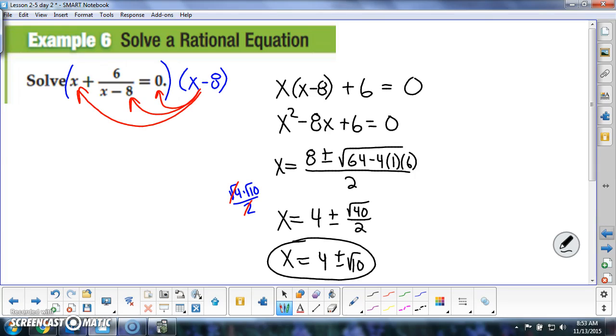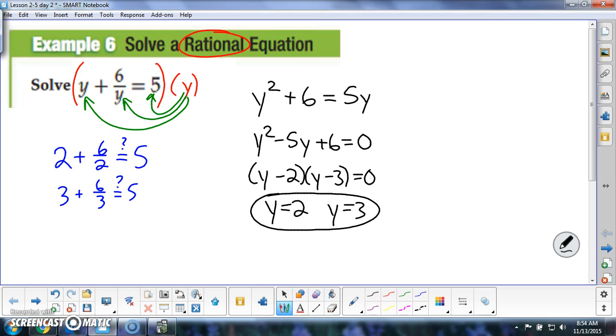How about back on this problem? What would be the only answer that we would label as extraneous if we had gotten it? It'd be the value of 8, because that would make a 0 on the bottom. How about on our first problem? What would be the only value that would be labeled as extraneous if we had gotten it? It would be 0, because that would produce a 0 on the bottom of the fraction.